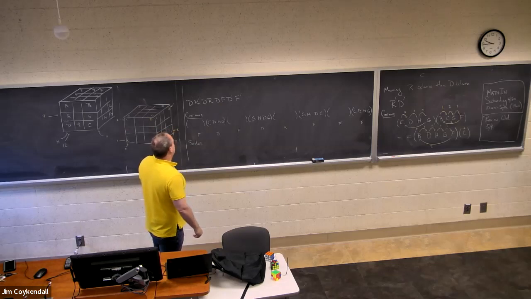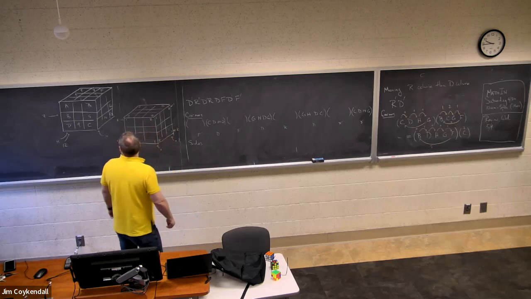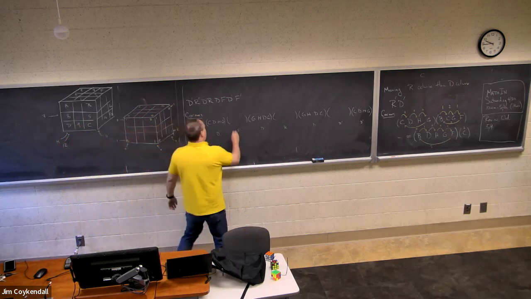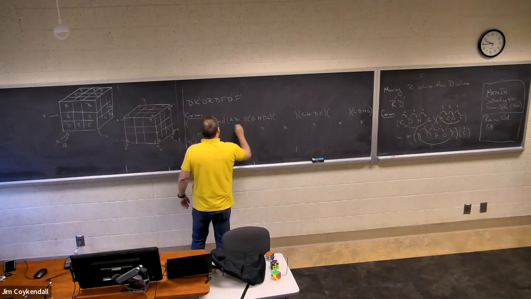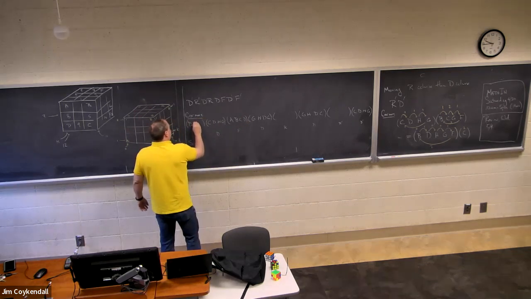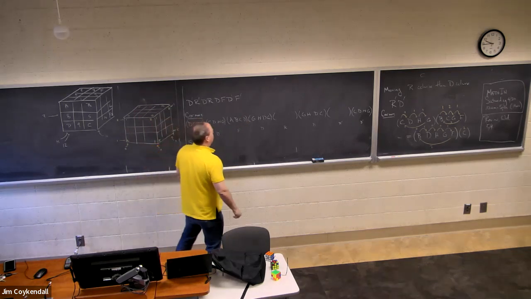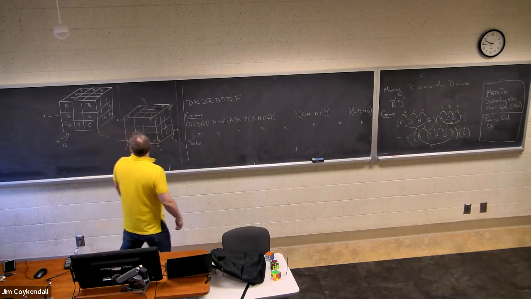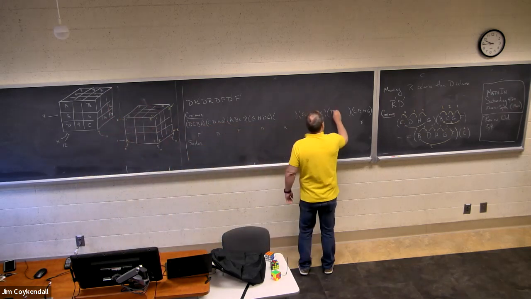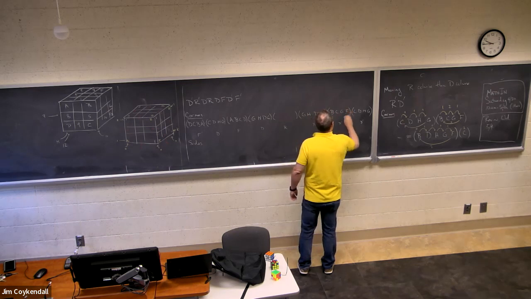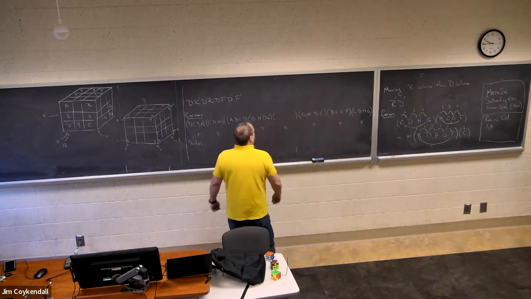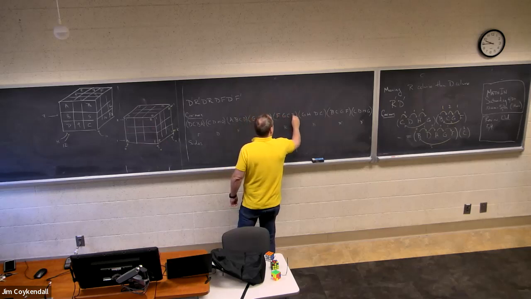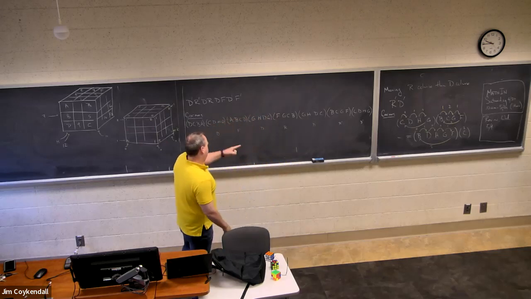Now, let's do F and F prime. Okay, that's the front. The front clockwise is A, B, C, D. Counterclockwise, D, C, B, A. And let's do the right. The right counterclockwise is B, C, G, F. And clockwise is F, G, C, B.